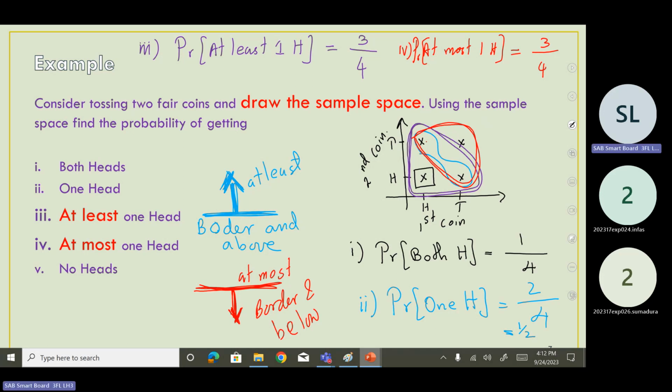Right. At least means border and above, at most means border and below. At least one head or more heads: two heads counted, one head counted, one head counted, zero head not counted. So 3/4. At most, one head or less than one head: two heads not counted, one head counted, one head counted, zero head still counted. So 3.